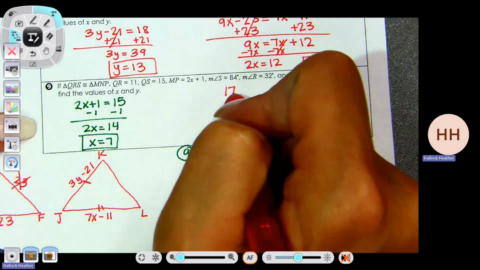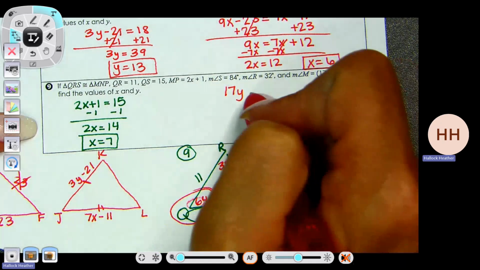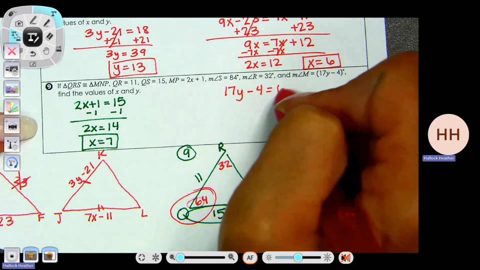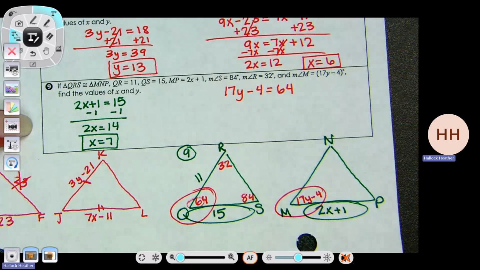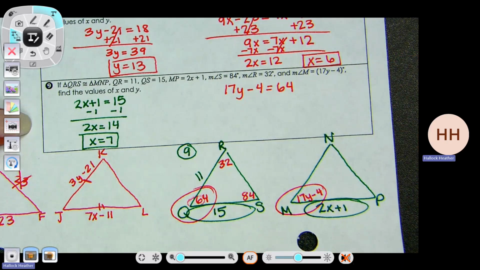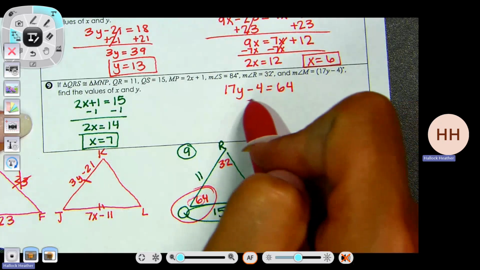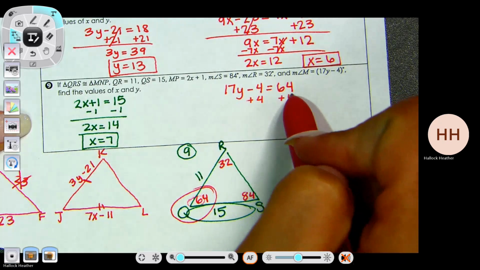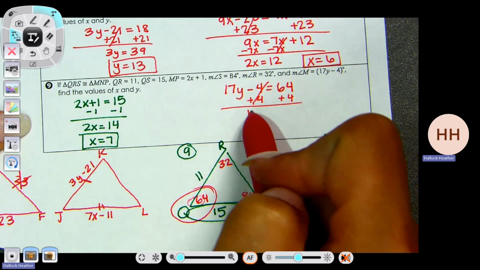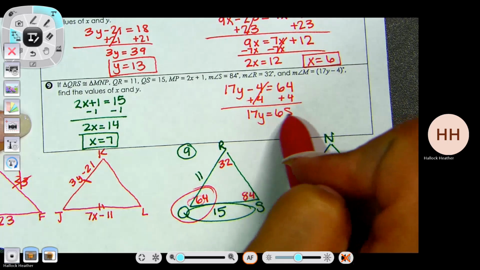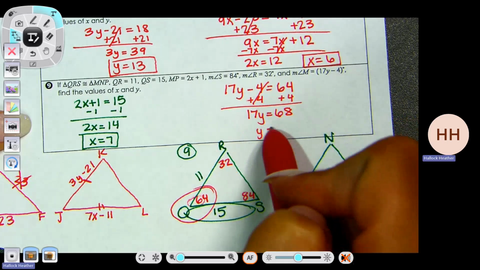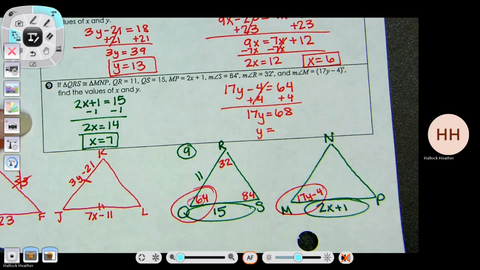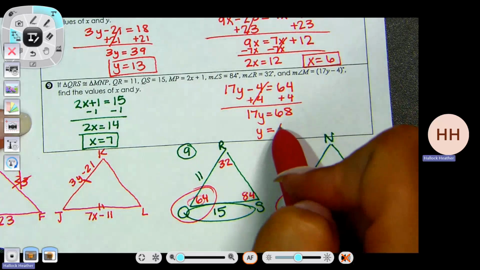So 17y. The math is not really difficult in geometry. I think we know this by now. It's more like applying multiple different concepts to a problem and figuring out what to do with that. So we're going to add 4, and then divide. So y equals how much? 4. That's an ugly problem.